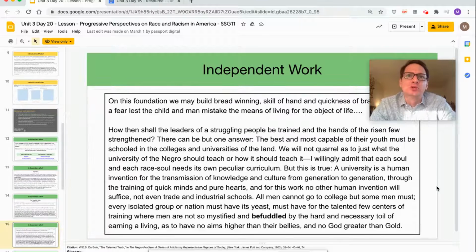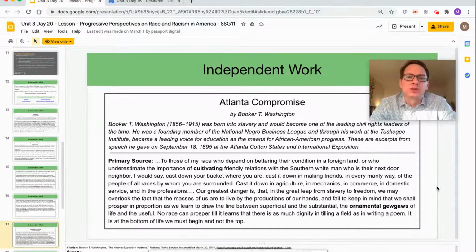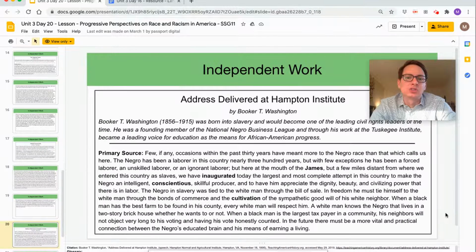The first option for Booker T. Washington is right here. It's an excerpt from a speech he gave in 1895 entitled The Atlanta Compromise. In this, he advocates his support for a kind of social and economic agreement between African-American workers and white employers. And the second option for Booker T. Washington is an excerpt from a speech he gave at the Hampton Institute, also in 1895. In this one, he promotes his belief that African Americans need to continue to work together, again, economically and socially with white people in order to slowly achieve equality.